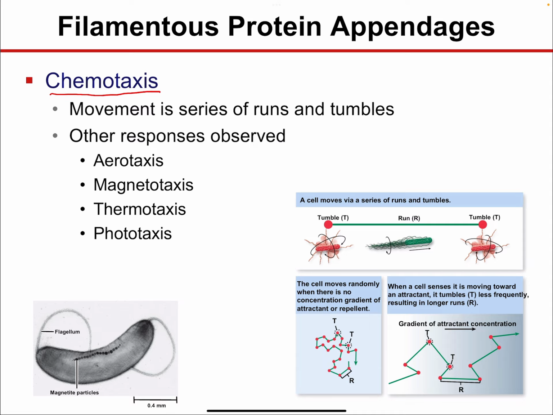What is chemotaxis? Chemotaxis is the attraction or the repulsion from or to a chemical based on the concentration. For instance, an organism that loves oxygen will move toward where oxygen is the highest concentrated. An organism that loves carbon dioxide will move toward high concentration of carbon dioxide, right? So that's what we call chemotaxis.